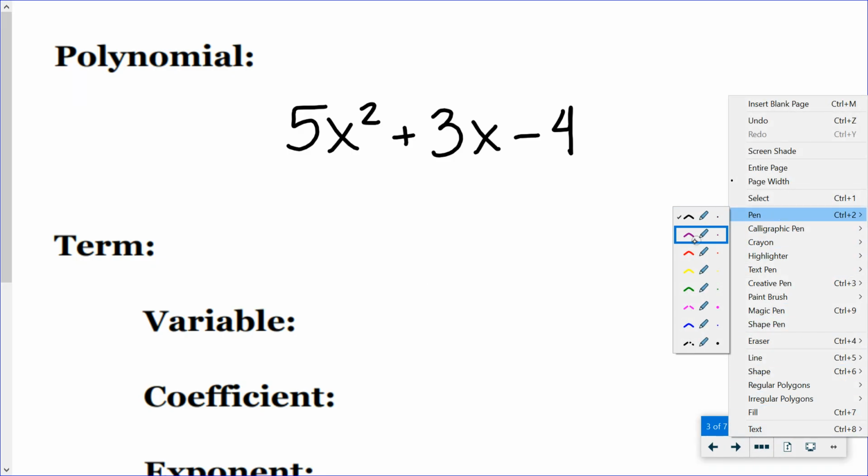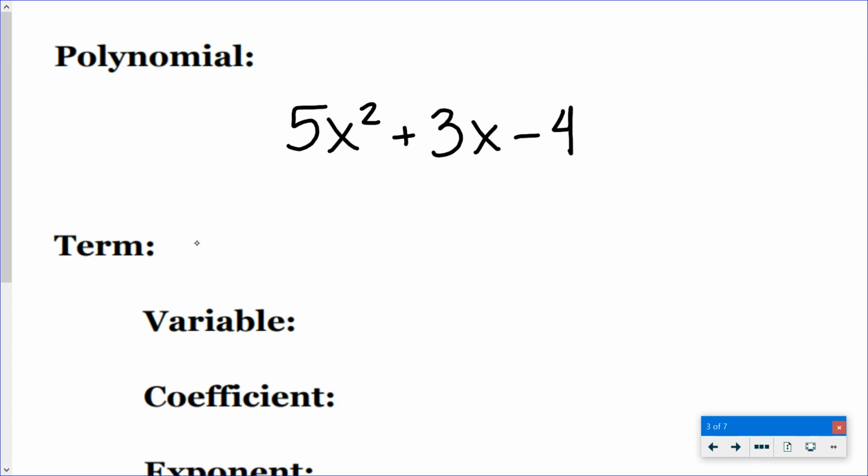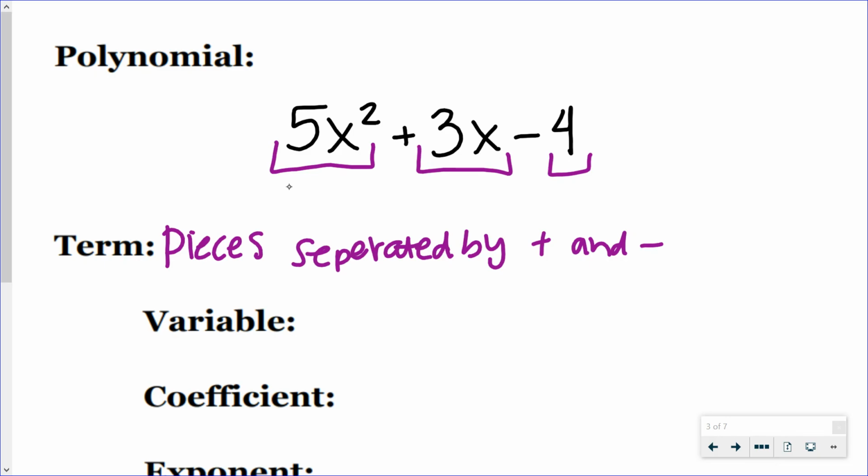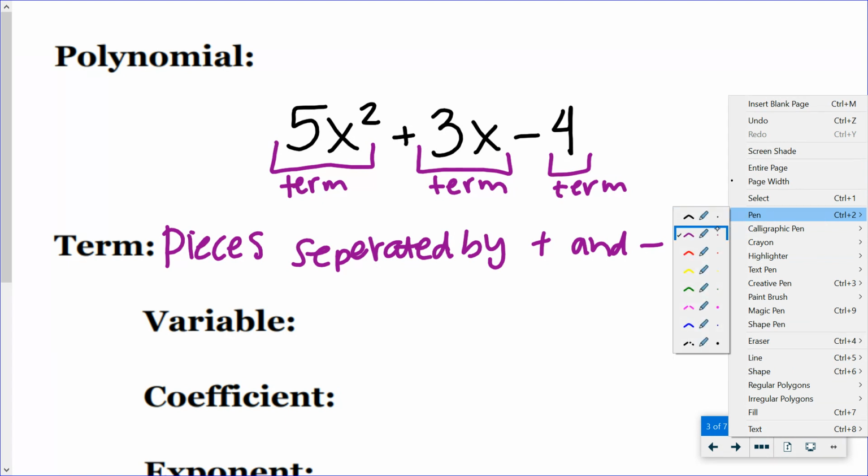And specifically, we're going to look at the first thing being the terms. These are the pieces separated by plus and minus. So my terms are what I'm underlining here. They're the pieces separated by a plus or minus, and I'm going to label them: a term, here's a term, and here's a term. Later today, we're going to use the word like term, and so we want to think about breaking our polynomial apart into these pieces.